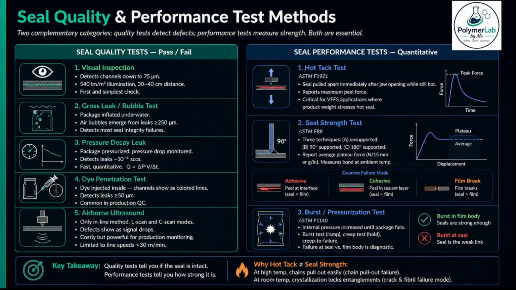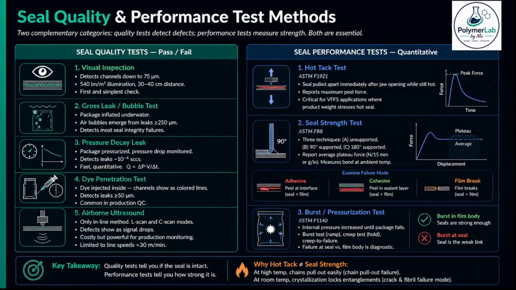The gross leak or bubble test inflates the package underwater. Any leak produces a stream of air bubbles, visible to the eye, detectable down to around 250 microns. This is the standard daily quality check in most flexible packaging operations.